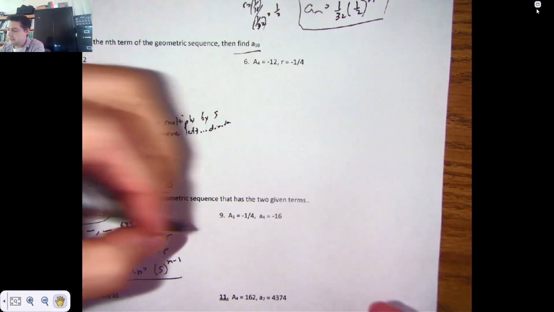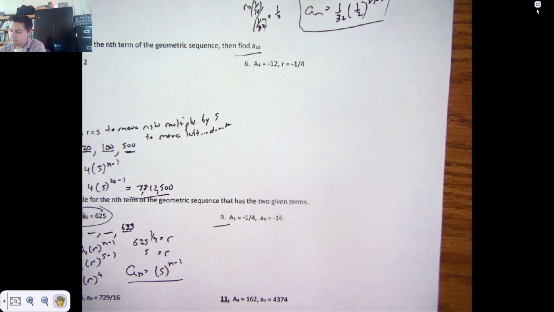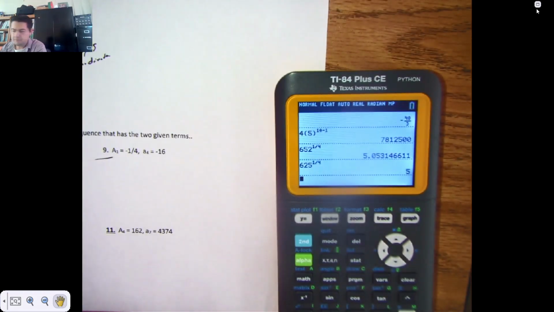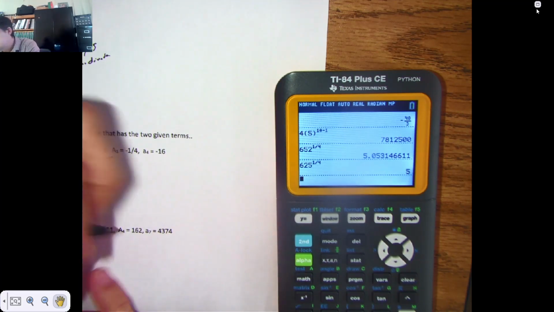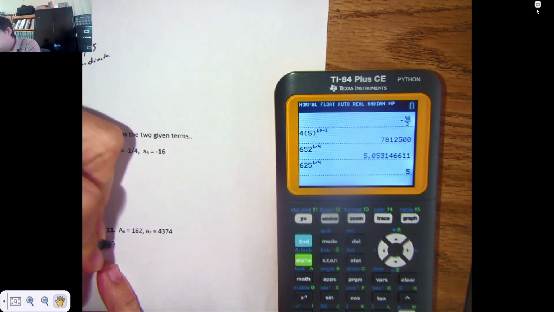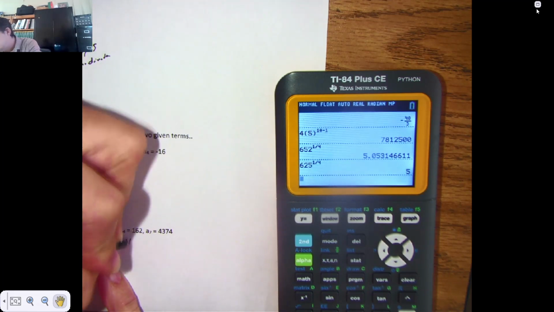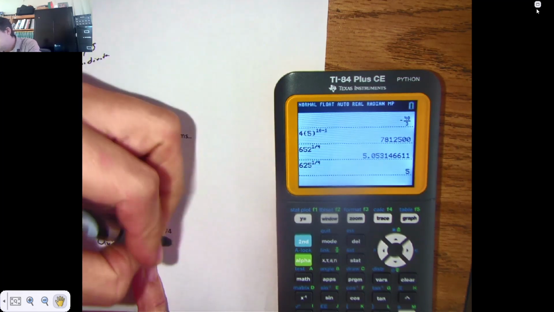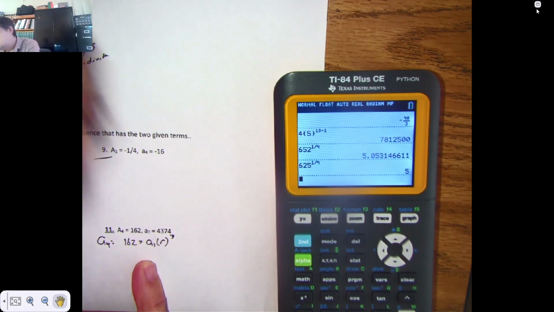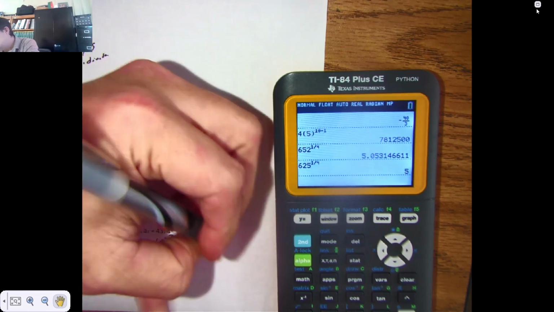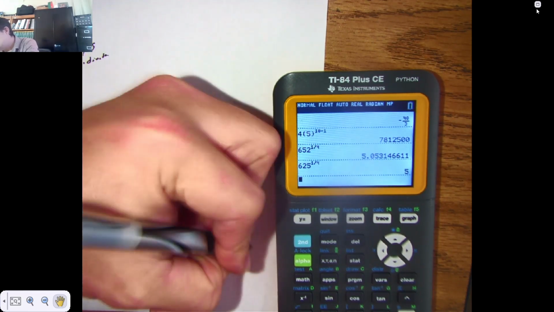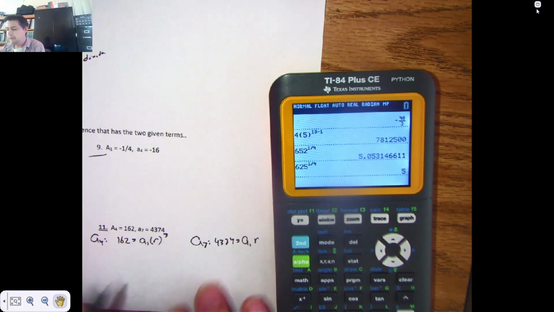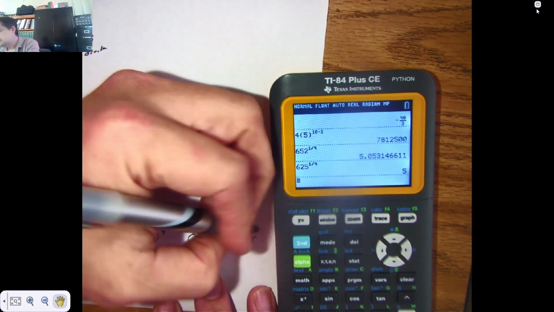You could use that technique on that one and probably that one, maybe just drawing it out. This one, the numbers are kind of ugly, and you don't have the first term. So, anyways, I'm going to sit here and just write out formulas. I'm going to talk about a sub 4. It is 162, and it would equal the first term times r to the 4 minus 1, which is the third power. I'm going to talk about a sub 7. It is 4374, and it would equal the first term times r. And remember, this is n minus 1, so 7 minus 1 is 6.